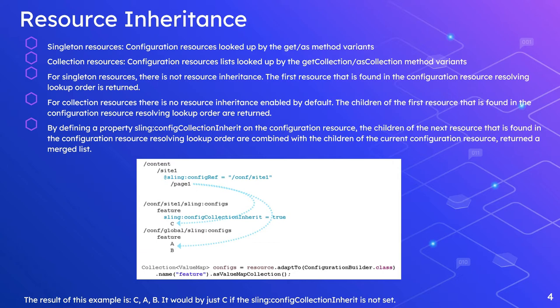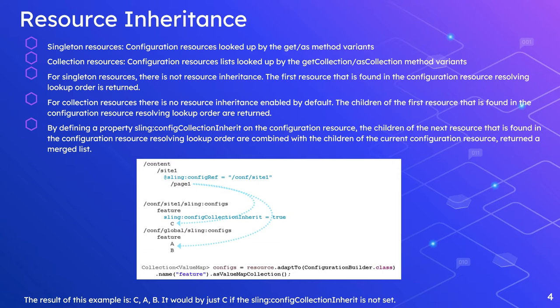For a singleton resource, there is no resource inheritance. The first resource that is found in the configuration resource resolving lookup order is returned. So whenever a configuration match is found in a resource hierarchy, it will be returned. For a collection resource, there is no resource inheritance enabled by default. The children of the first resource that is found in the configuration resource resolving lookup order are returned. So again, the first one matching is returned, because by default there is no inheritance enabled.